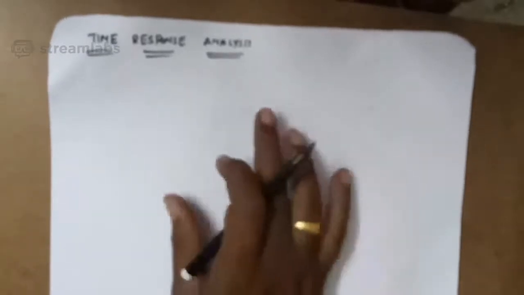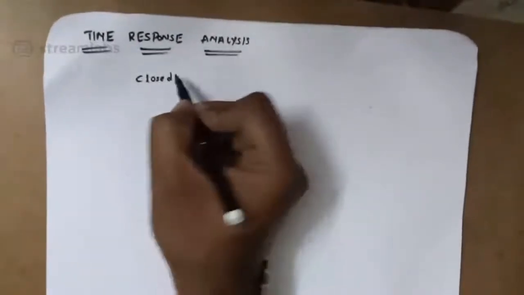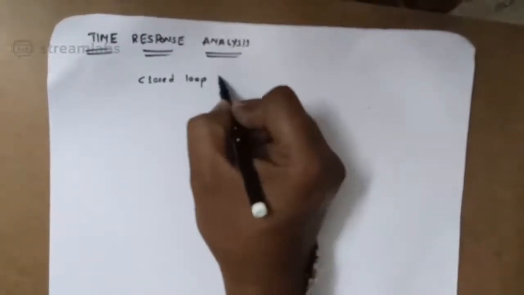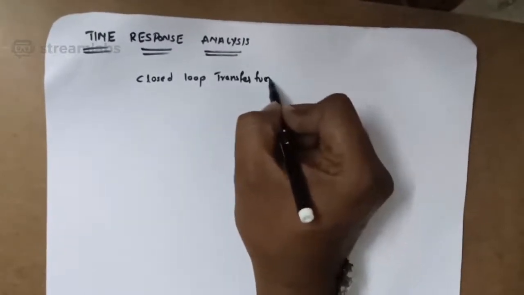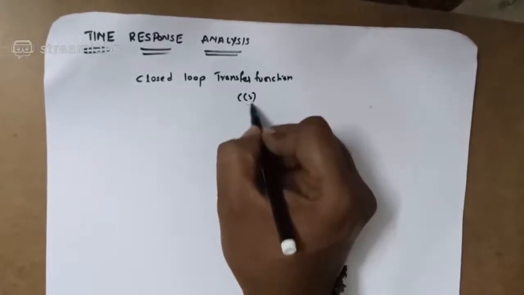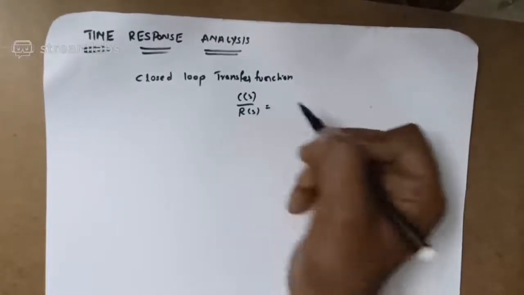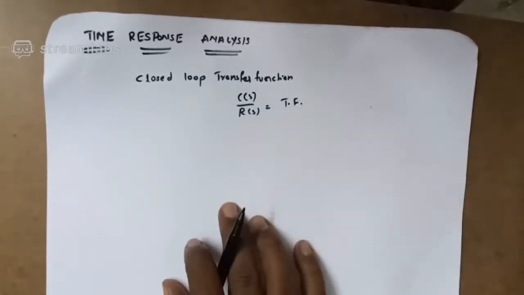So before going to know about the time response, we're going to the closed loop. We all know about the closed loop transfer function. So what is meant by closed loop transfer function? C of s by R of s. It's nothing but the transfer function. We all know about this thing. C of s by R of s.